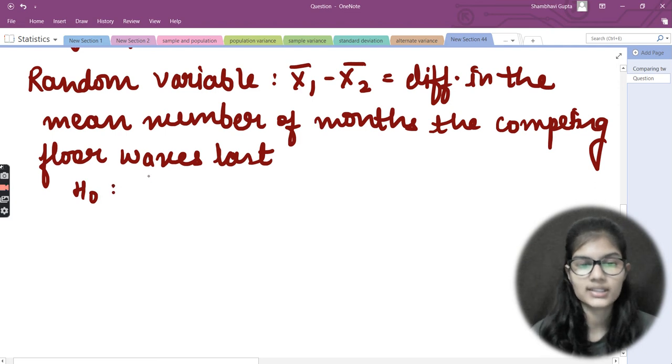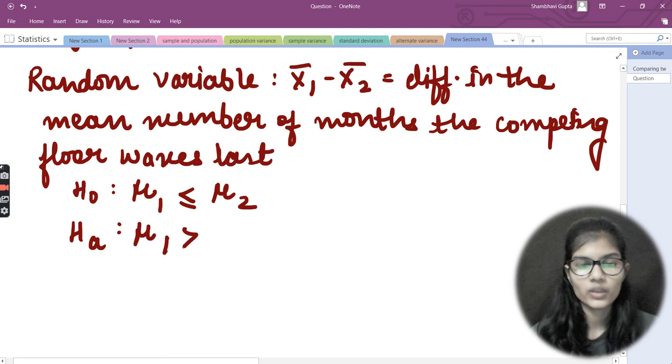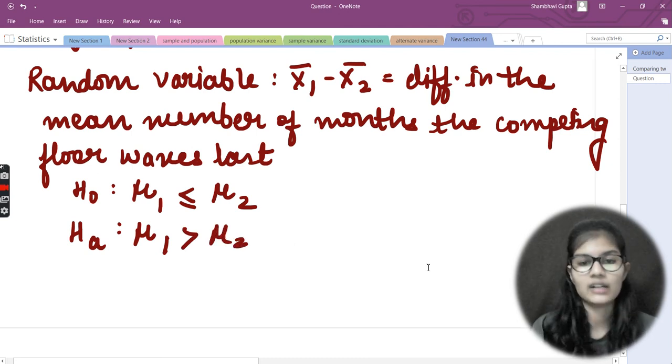H, that is H0. What is this actually? So it is mu1 less than or equal to mu2. Okay. What about HA? That is the alternative hypothesis. Above one was null and down one is alternative hypothesis. So that one is mu1 greater than mu2, right? These are the conditions which we were having in this. Now come down.